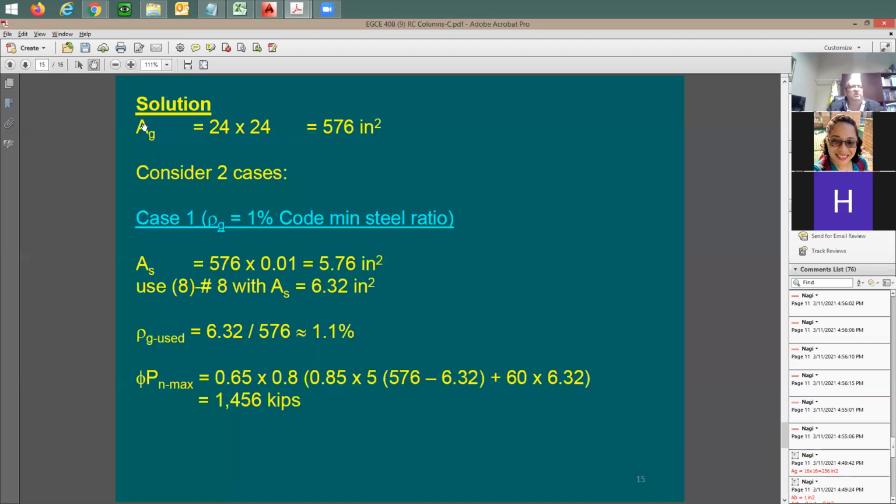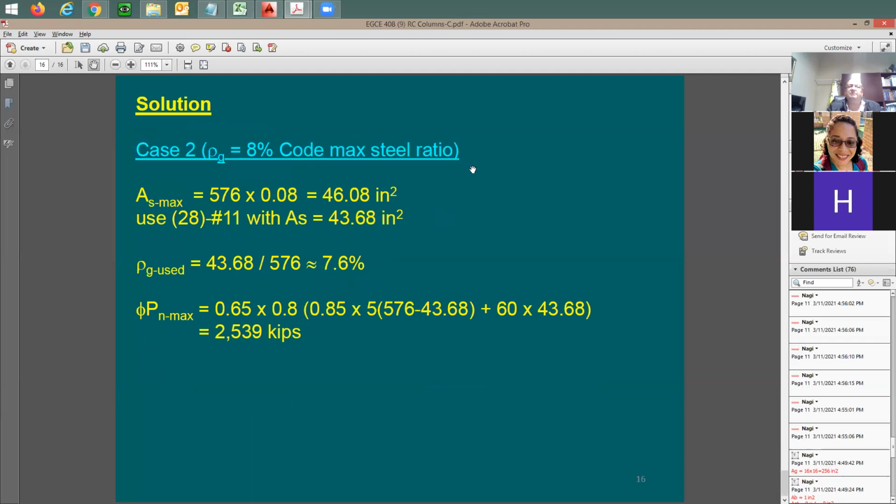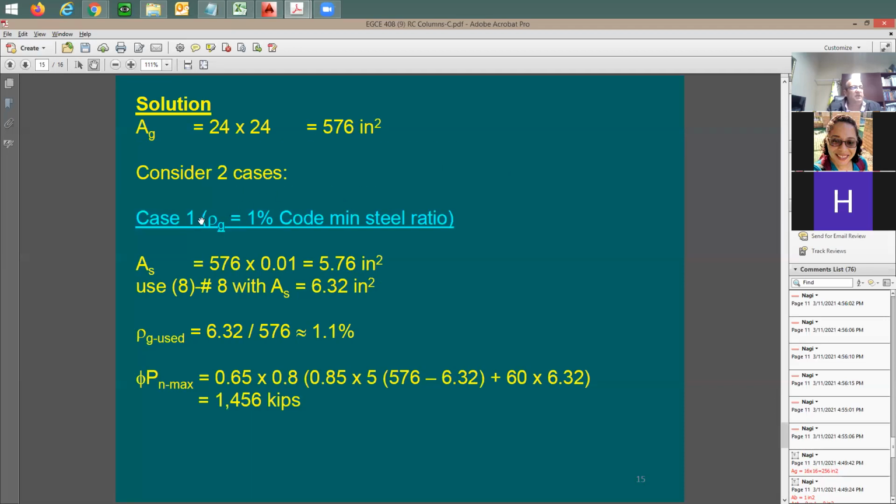Okay, how much is this A sub G, the gross section area of the column? This gross section area is going to be 576 square inches. Now I have two cases. The first case, when I have only 1%, is going to be the code minimum steel ratio. You see this? This is going to be the first case. How about the second case when I go here to 8%? Okay, let me try the first case.